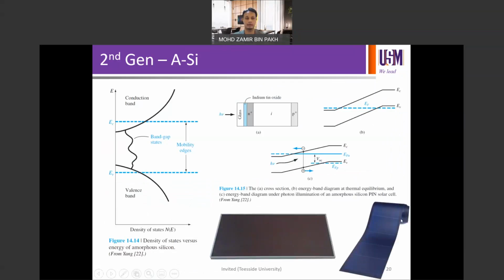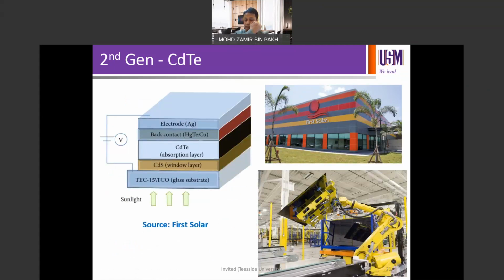So this is an example of amorphous silicon solar cell. It can be deposited on glass, for example, you can see down here. And on the other hand, it can also be deposited on plastic to make flexible solar cell. So this is an example of cadmium telluride solar cell manufactured by First Solar. This is what we have in Malaysia as well.